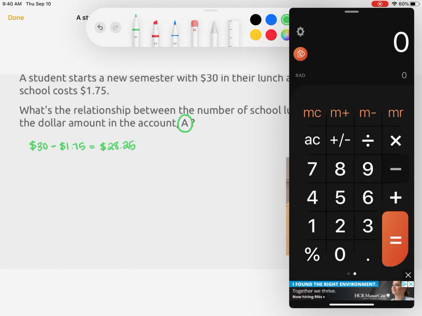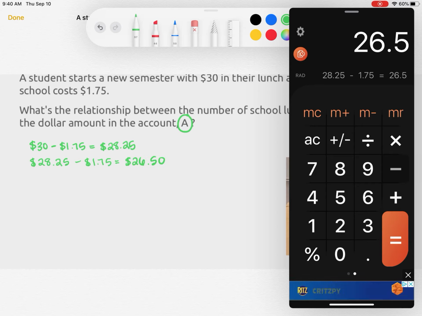Okay. Now let's say they buy another lunch. What am I going to do? Am I going to start with $30 again? No, because they already spent $1.75. They're not getting that money back. So that means now they have $28.25, and if they buy another lunch, we're subtracting $1.75 again. So $28.25 minus $1.75 gives me $26.50.